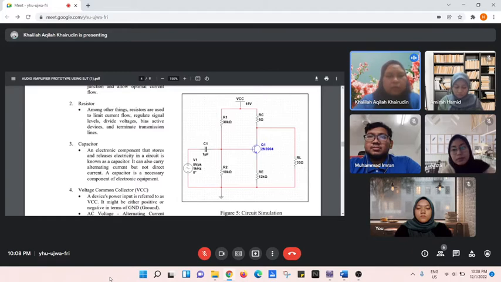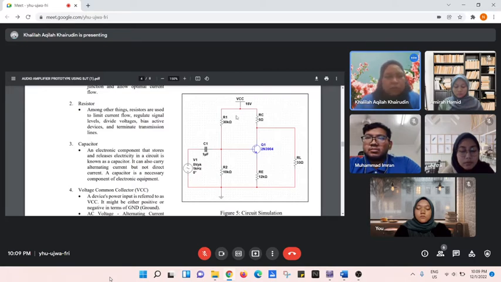A resistor is an electrical component that limits or regulates the flow of electrical current in an electronic circuit. Other than that, we only use one capacitor, which is 1 microfarad. A capacitor is a device for storing electrical energy consisting of two conductors in close proximity and insulated from each other.